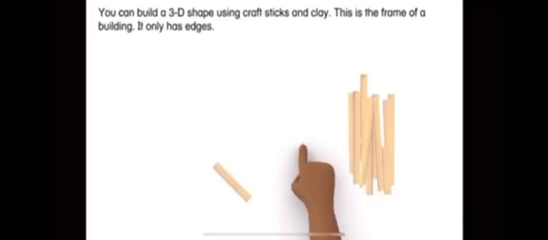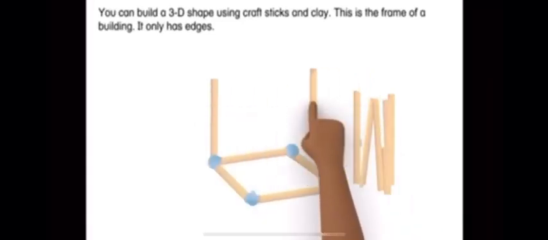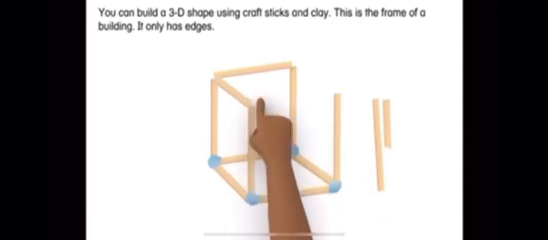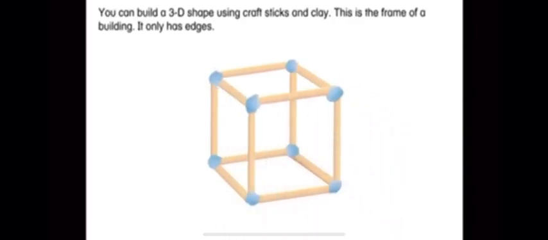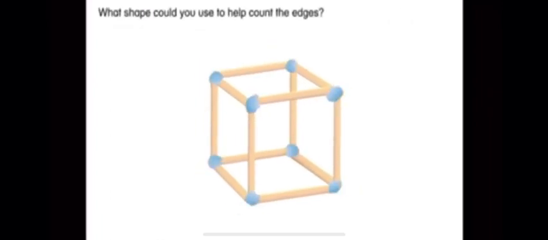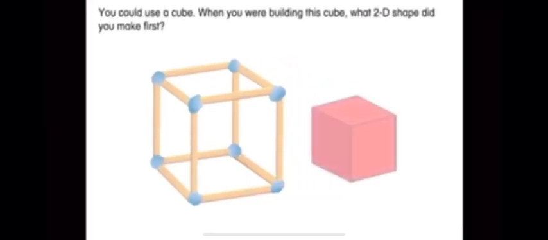You can build a 3D shape using craft sticks and clay. This is the frame of a building. It only has edges. What shape could you use to help count the edges? You could use a cube. When you were building this cube, what 2D shape did you make first? You made a square. Flat surface of the cube is a square.